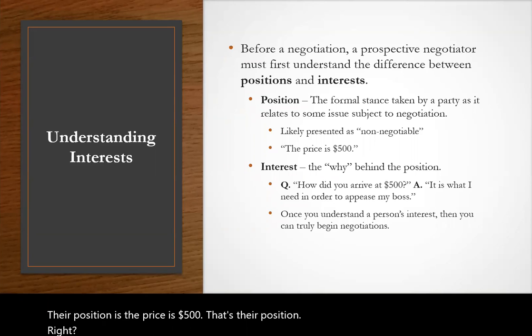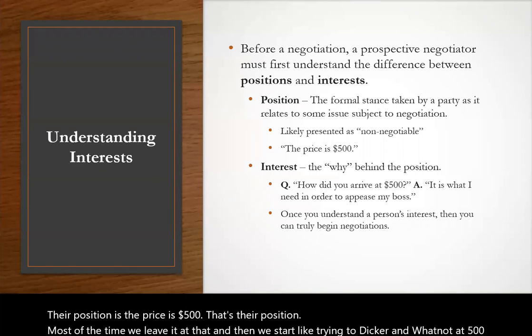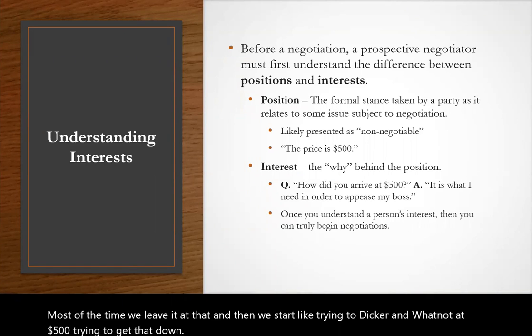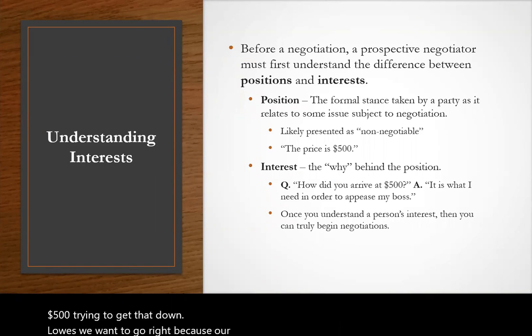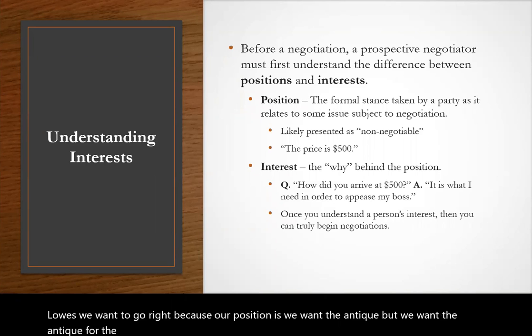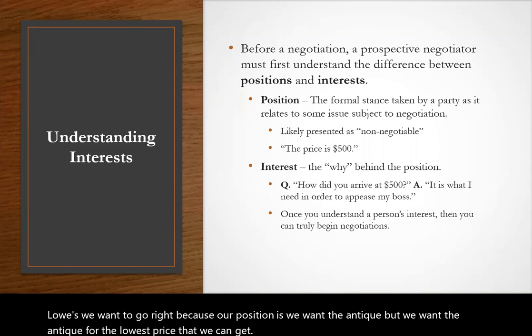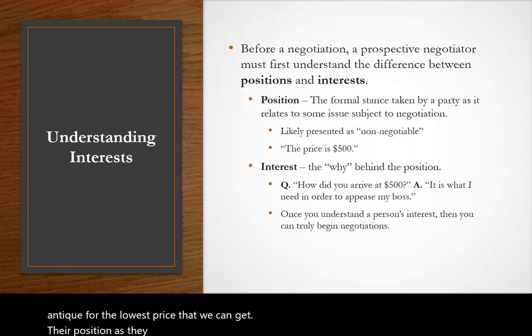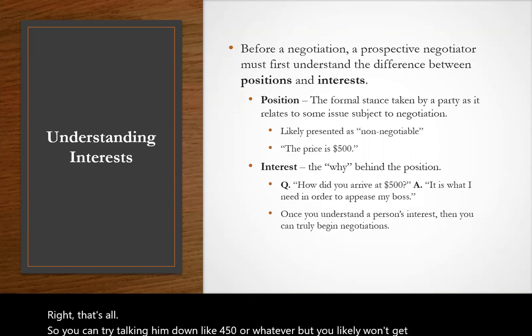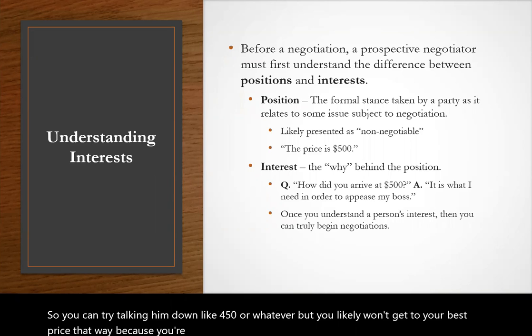Most of the time we leave it at that, and then we start to dicker at $500 and try to get that down as low as we want to go. Our position is we want the antique for the lowest price we can get. Their position is they want the $500. That's all you know. So you can try talking them down, like, oh, $450, but you likely won't get to your best price that way because you're just looking at their position.